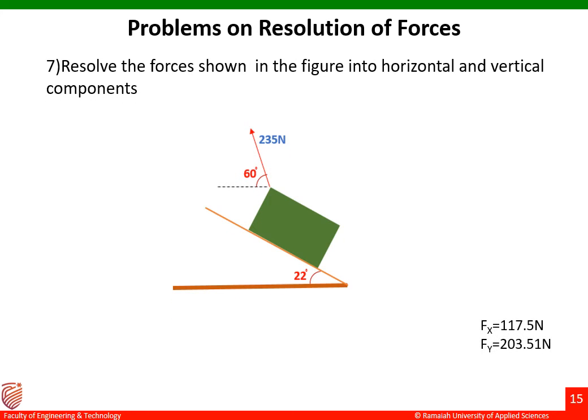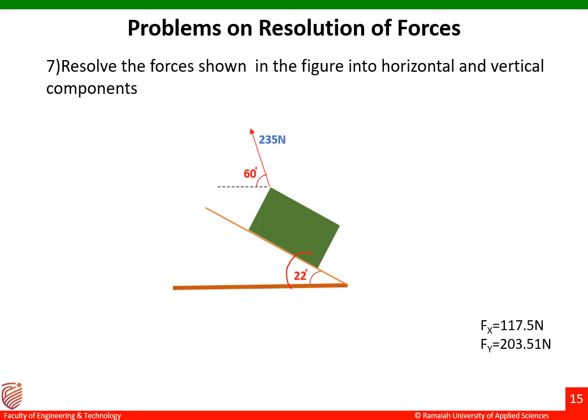So the next problem is resolve the forces shown in figure into horizontal and vertical component over there. Okay, you can see there is a block which is resting on the inclined plane. That inclined plane is making an angle of 20 degrees with respect to the horizontal there. Okay, so this problem is very simple. You can see the force of 235 Newton is making an angle of 60 degree with respect to the horizontal there.